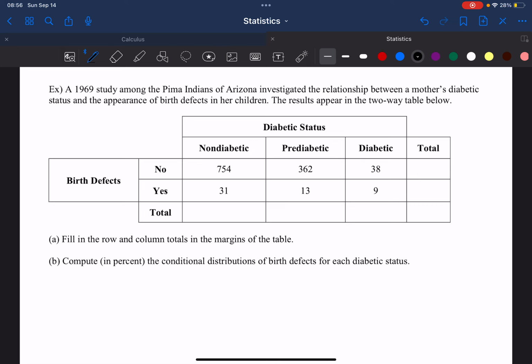Next example says a 1969 study investigated the relationship between a mother's diabetic status and the appearance of birth defects in her children. The results appeared in a two-way table. So we have two categorical variables. One is diabetic status with three types: non-diabetic, pre-diabetic, and diabetic. And then the other one is birth defects with two types being no, they didn't have a birth defect, or yes, they had a birth defect. So part A says fill in the row and columns with the totals. Well, we're just adding the total for each row and adding the total for each column. So I'm going to go ahead and fill that in.